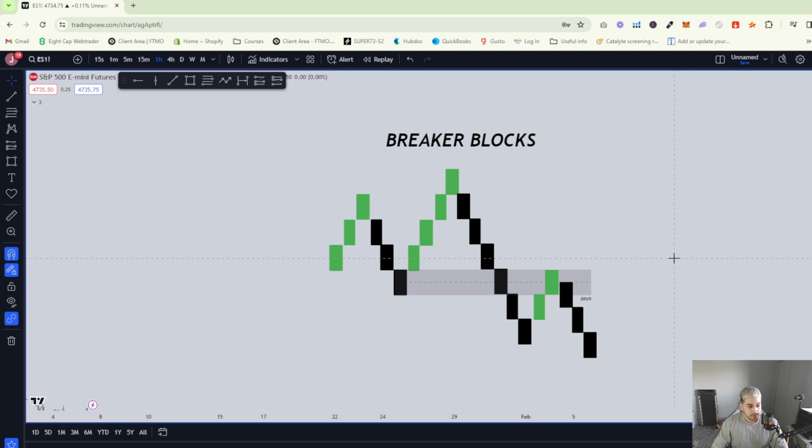Okay, so let's go into some live examples so I can show you what breaker blocks are on the actual chart, and hopefully you can identify them in your live charts and in your backtesting data. So let's go into the live charts so I can show you what breaker blocks are.